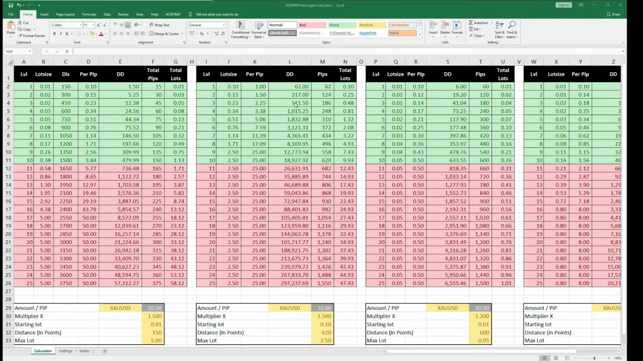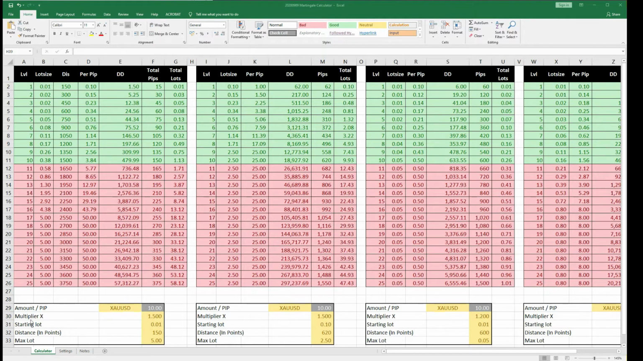Now, in the calculator, you will see that I have modified this column. The original one has only this. I've added DIS, which stands for distance, which you can see over here. Now, in most of the Martingale EAs that you can find on the market, there are four things that are common that you will definitely find in them.